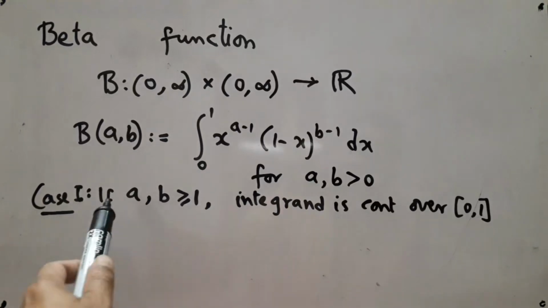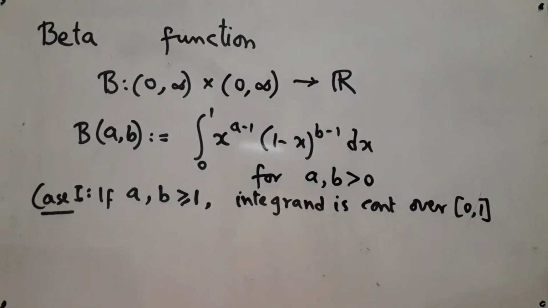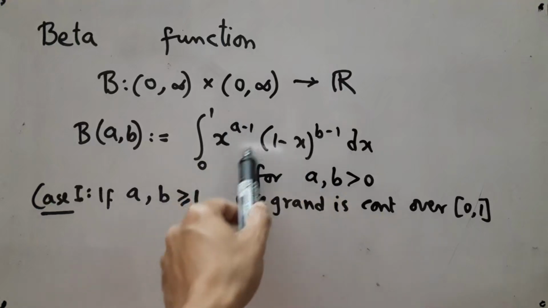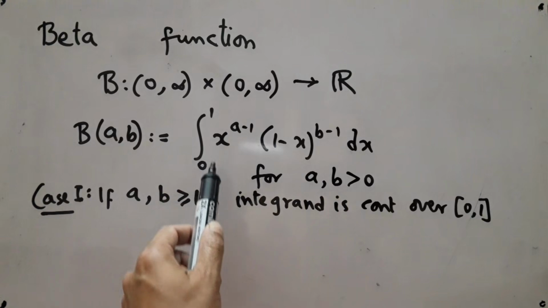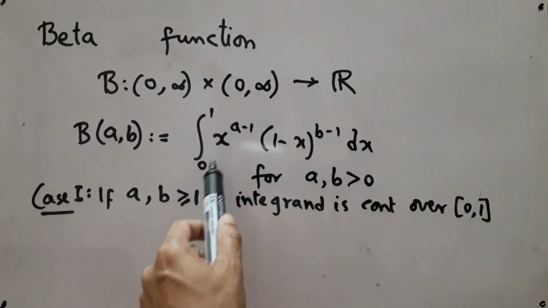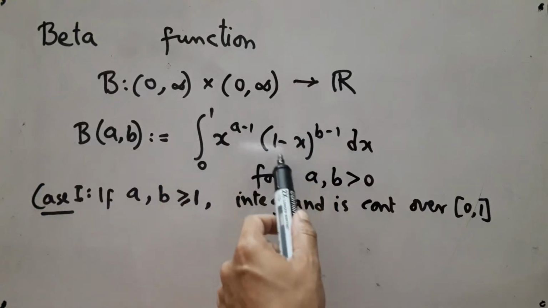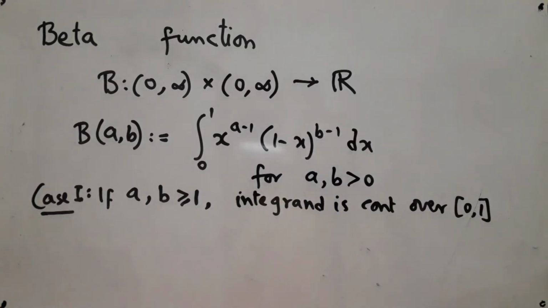Now if at least one of them happens to be strictly less than 1, then there might be trouble, because I have a minus 1 and b minus 1, so these exponents will become negative. As a result, it will be like 1 by x and 1 by 1 minus x. So when x goes very close to 0, that will go towards infinity. Similarly, when x goes very close to 1, this will shoot up to infinity.